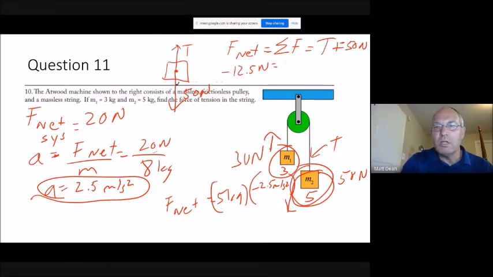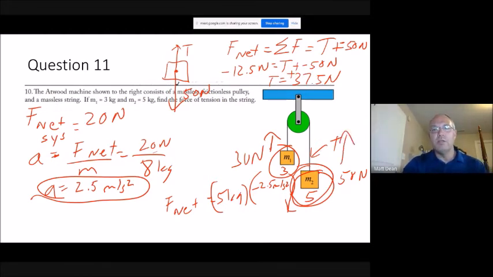And that's equal to the tension plus the weight. Solve this out for T. So let's add 50 to both sides. So the tension ends up being 37.5 newtons. And notice it's positive. Well, that makes sense because the tension on box M2 is going to be pulling it up. Let's do the same calculation, except this time let's use box M1.